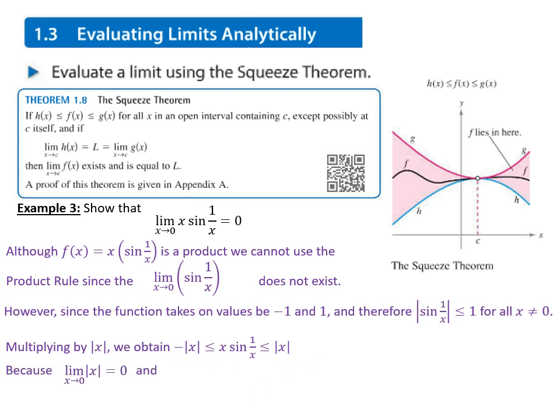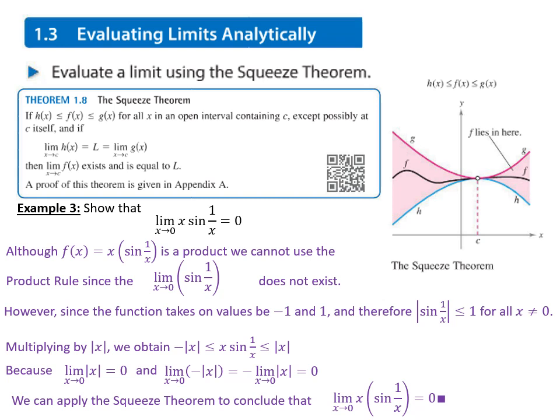And then, because the limit as x approaches 0 of absolute value of x is 0, and the limit as x approaches 0 of negative absolute value of x, which is the same as -1 times the limit as x approaches 0 of absolute value of x, is 0, we can sandwich in between. And we can apply the squeeze theorem to conclude that the limit as x approaches 0 of x times sine of 1 over x is going to be 0 also.